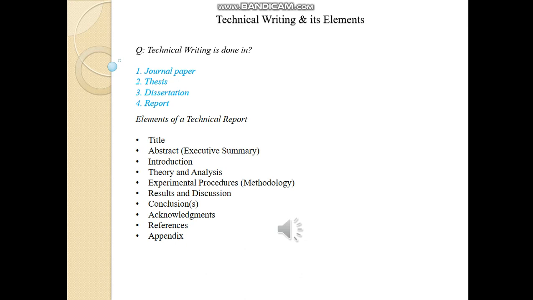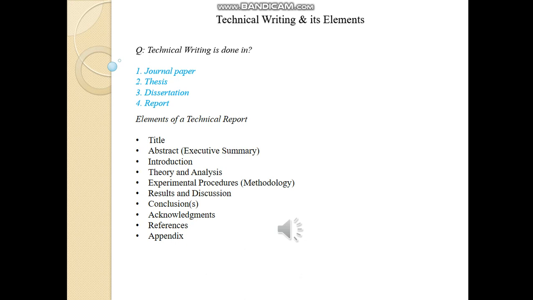Now on slide number 2 we have elements of a technical report. Whenever you are writing a technical report about any observation, any experimentation that you have done, or any phenomenon that you have studied, so when you are writing a technical report for it, it will consist of the listed elements. Every technical report must have an understandable and concise title, and that title must be technically sound and understandable to the reader.